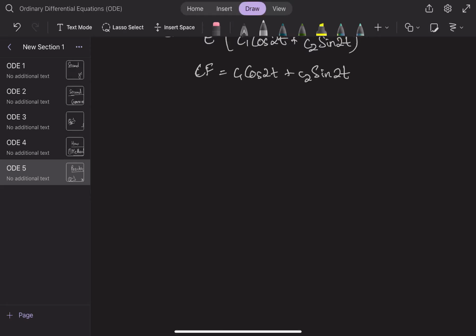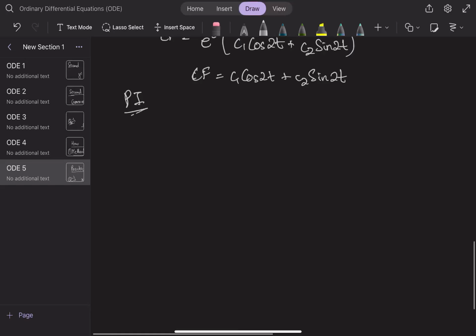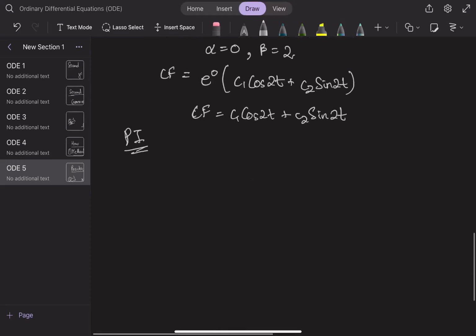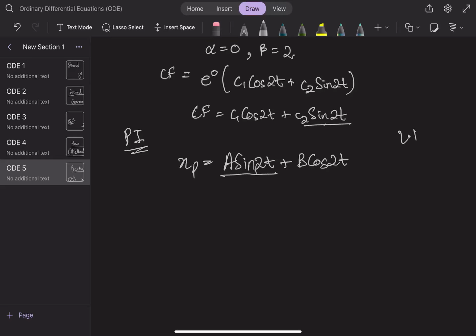Now let's go ahead and find our PI. So our RHS is 3 sin 2t, right? So we're gonna assume our PI as A sin 2t plus B cos 2t. Now you can see that A sin 2t and C2 sin 2t are similar terms, which means if we divide these, we're gonna get a constant. This causes linear dependency. Same with B cos 2t and C1 cos 2t. These terms are exactly similar.